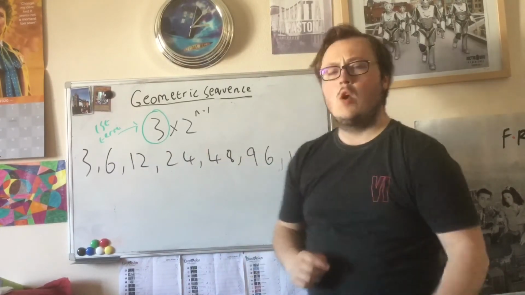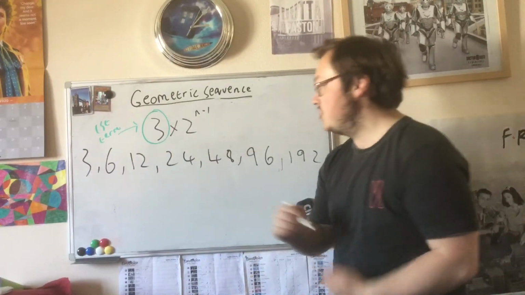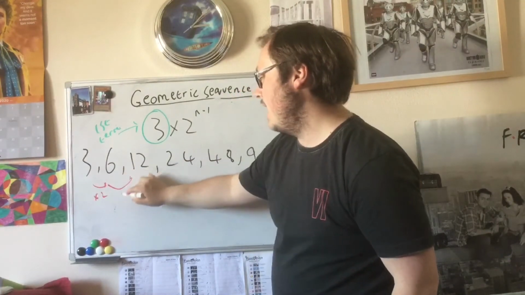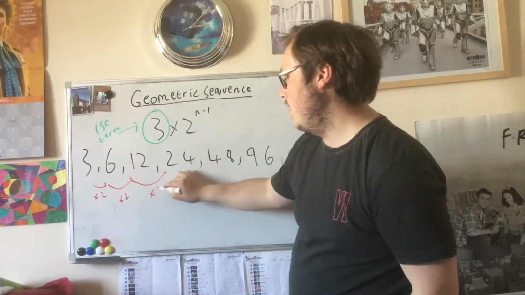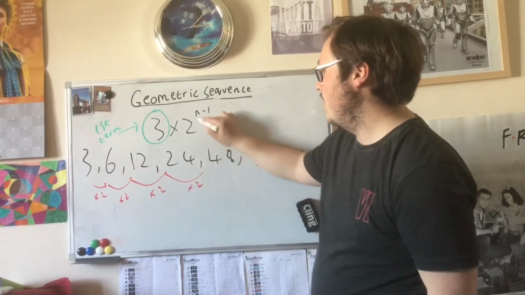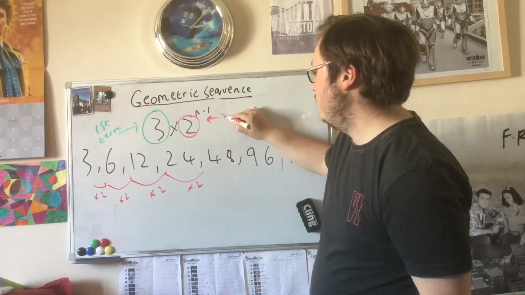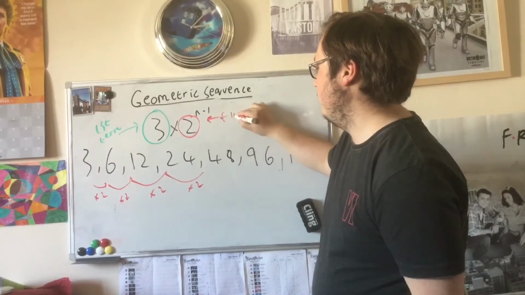What about the 2? What does the 2 mean? Well, the 2 is how much we're multiplying by every time. We're multiplying it by 2. So that means what we are multiplying by. So I'll just put times by.